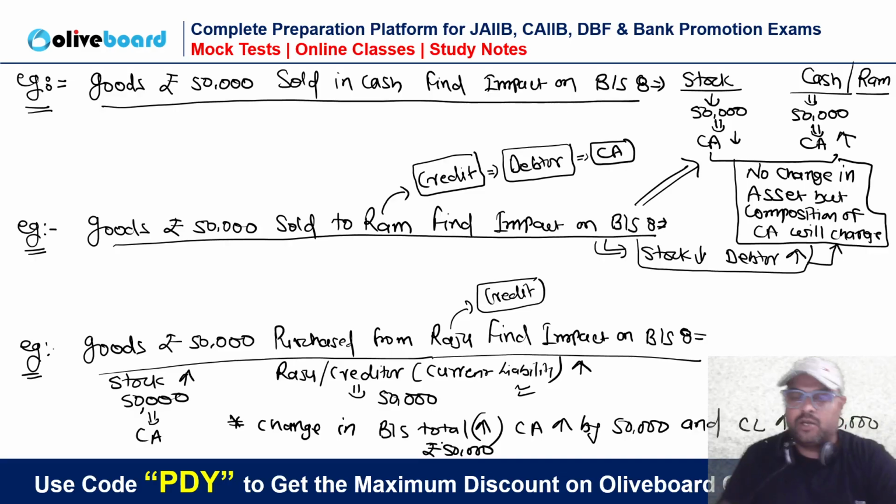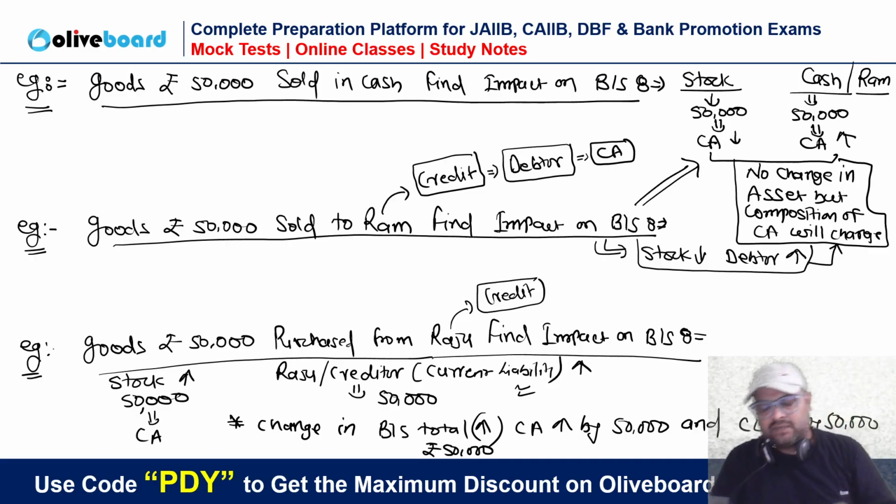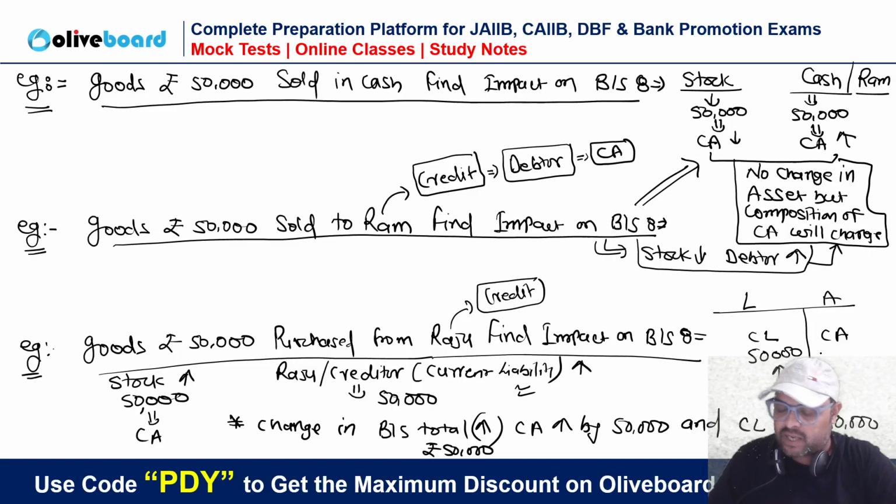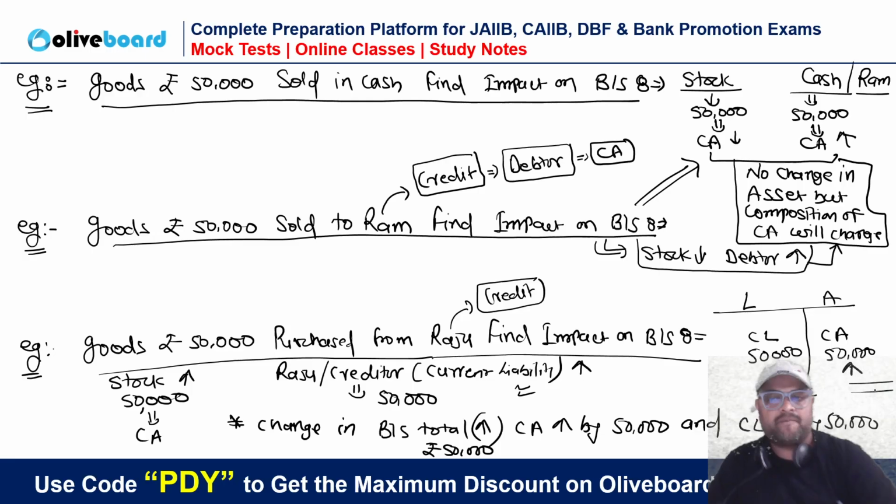Both the sides of the balance sheet, liability side and the asset side. Liability side will also increase by 50,000 because of the current liability, and asset side because of the current asset, that is stock, will also increase by 50,000. In totality, both the sides of the balance sheet will increase by 50,000.